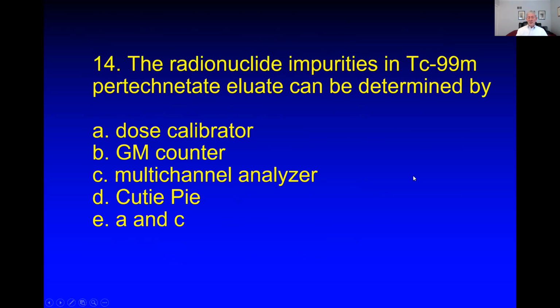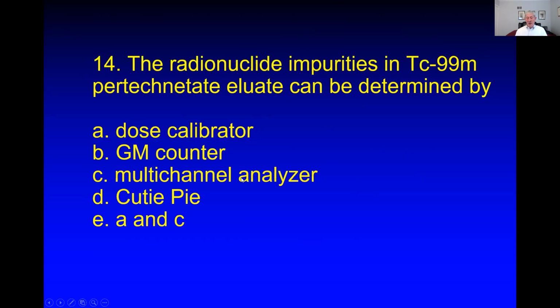Okay, what equipment can we use to determine the radionuclide impurities? Think moly in technetium, not radiochemical, but radionuclide impurities. There are two correct answers. Choice E. So how do we do the moly breakthrough test? We do it with a dose calibrator. How else could we do it?